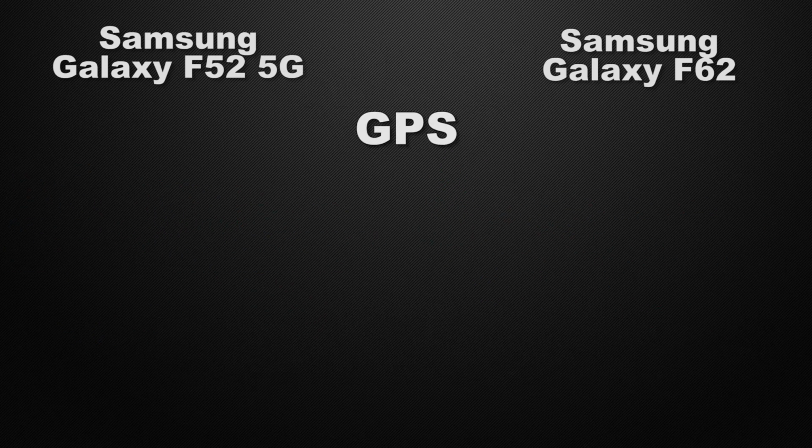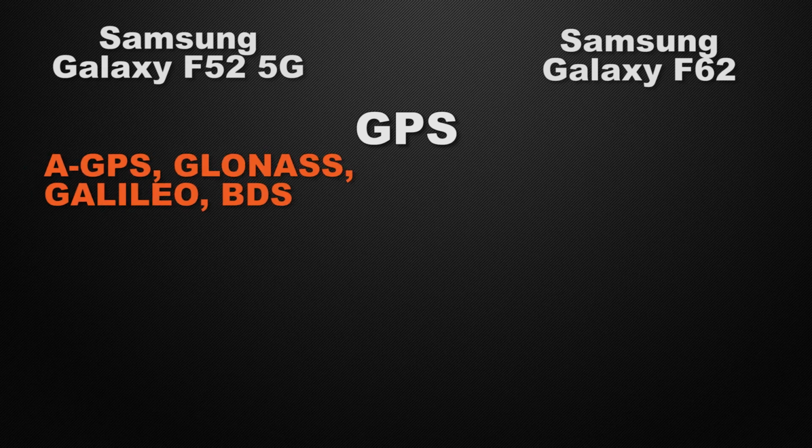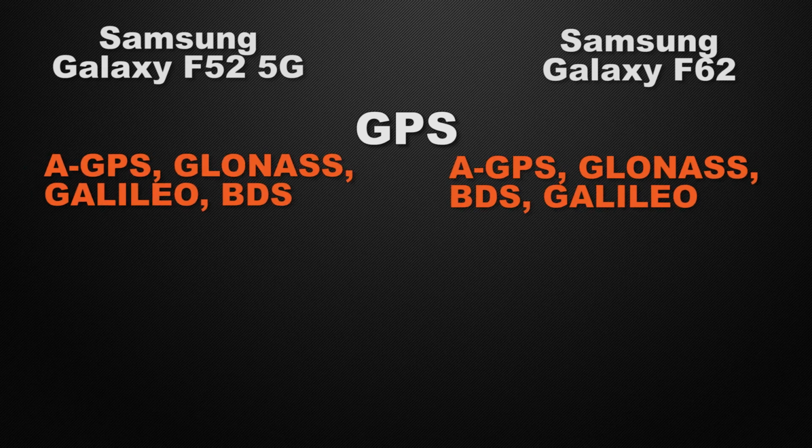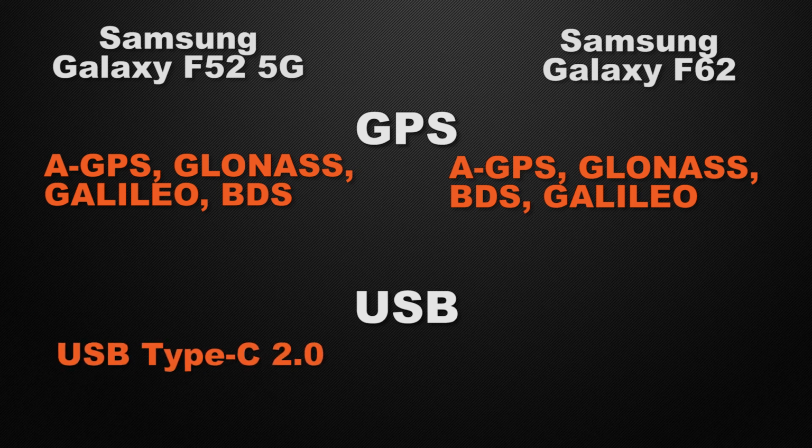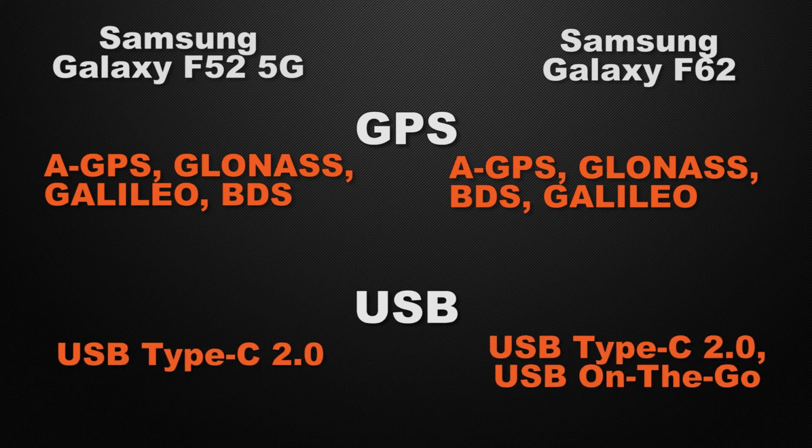Let's talk about the positioning chips in the devices. F52 has AGPS, GLONASS, Galileo and BDS, whereas F62 also has AGPS, GLONASS, Galileo and BDS. So clearly it's a tie. And about the USB connectivity, F52 comes with a 2nd gen Type-C connector, whereas F62 also has a 2nd gen Type-C connector, but it has OTG support. So again, the winner here is F62.